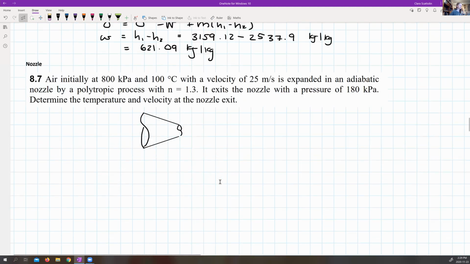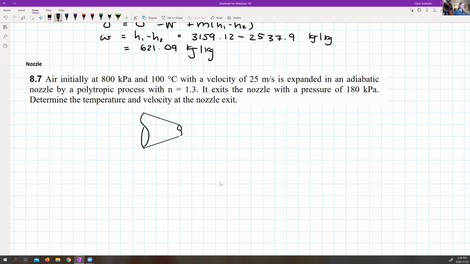So, having said that, I'm going to come to 8.7, which is my nozzle question. The question states that air initially at 800 kPa and 100 degrees C with a velocity of 25 meters per second is expanded in an adiabatic nozzle with a polytropic process with N equal to 1.3. It exits the nozzle with a pressure of 180 kPa. Determine the temperature and velocity at the nozzle exit.